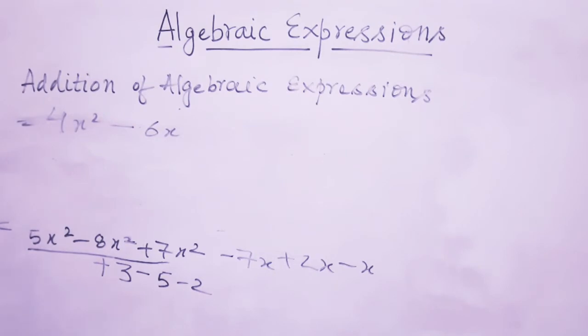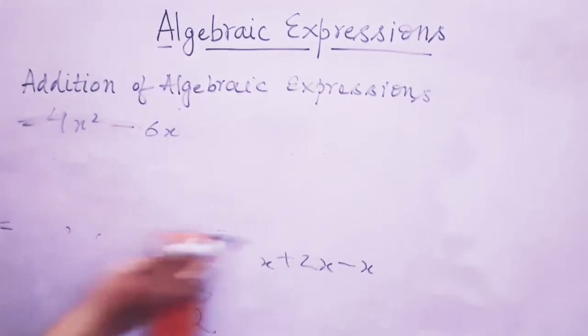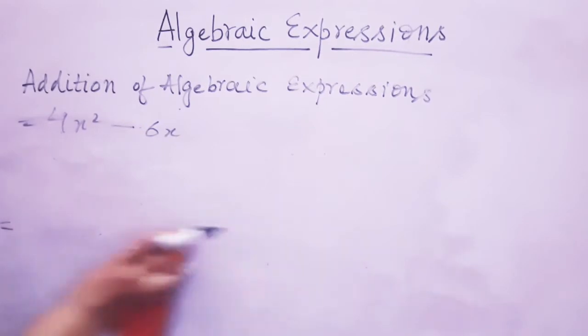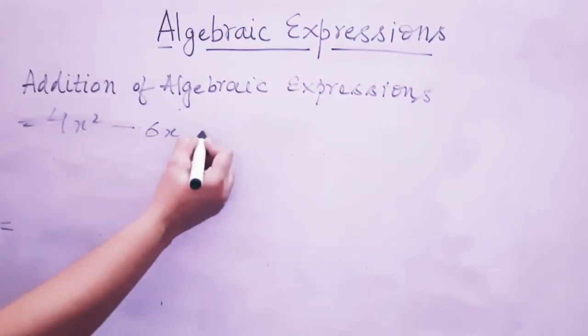Now the last one, plus 3 minus 5 minus 2. So I am solving from here. So 3 minus 5 is minus 2, and this minus 2 is also left. So minus 2 minus 2, minus minus plus, and whose sign do we take? The negative sign. So at the end it will be minus 4.